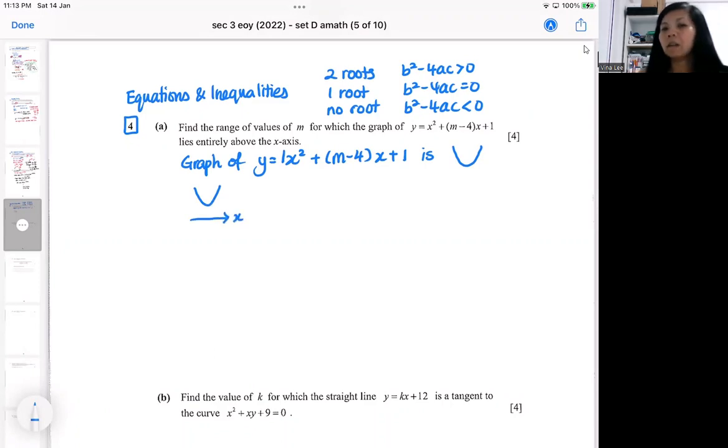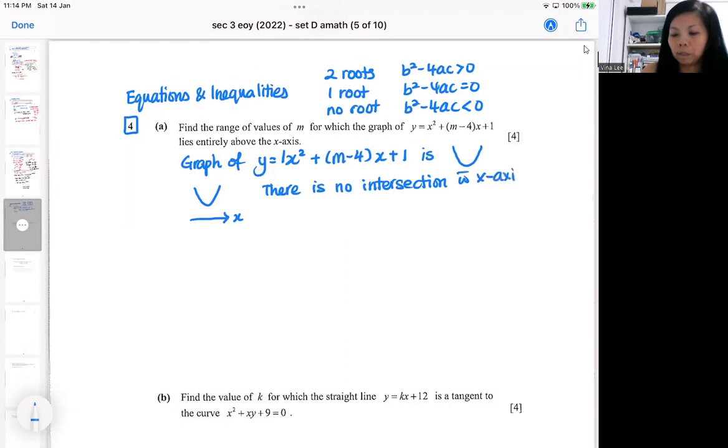If it's entirely above the x-axis, there is no intersection. There are no intersections with the x-axis because it's totally above it. So the implication will be no roots. So the implication will be the discriminant is negative.